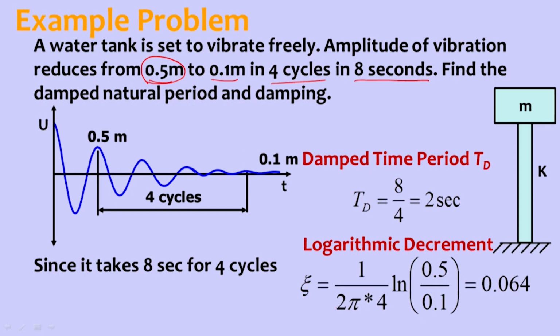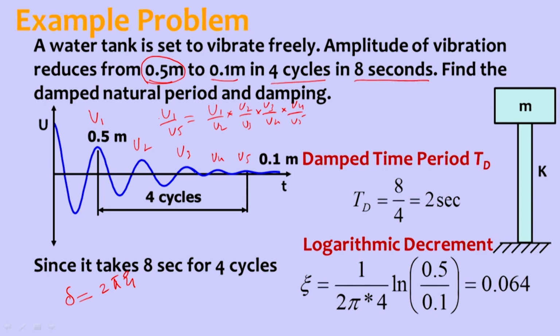We already know that the logarithmic decrement, delta, is equal to 2 pi zeta, but this delta is for one cycle. So we have from here to here cycle 1, here to here cycle 2, here to here cycle 3, and here to here cycle 4. If I write the amplitudes as u1, u2, u3, u4, u5, then u1 by u5 will be equal to u1 by u2 into u2 by u3 into u3 by u4 into u4 by u5.